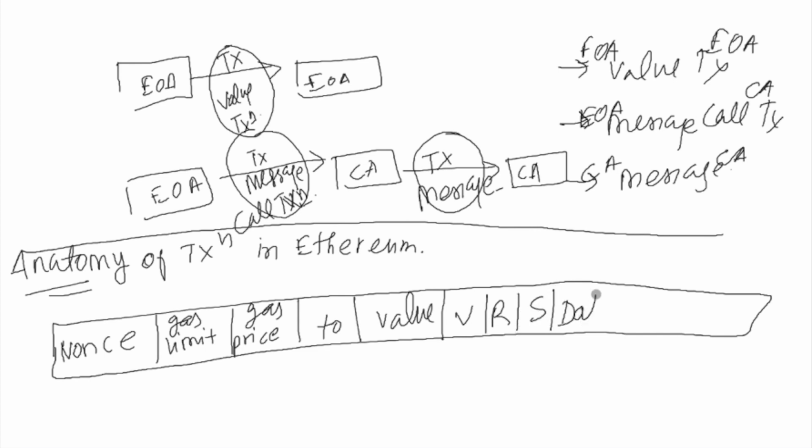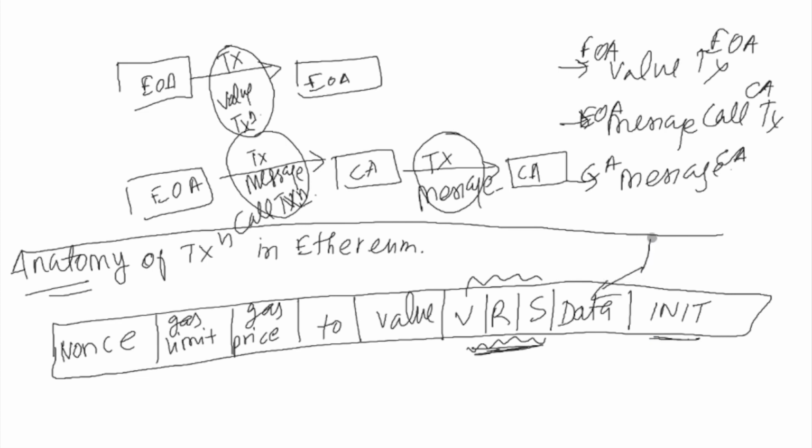Then there is one field for data and one for init. These three flags, V, R and S, are used to generate the signature that identifies the sender of the transaction. Together these three make sure who sent the transaction. Now this init will contain a code fragment that is used to initialize the new contract account.